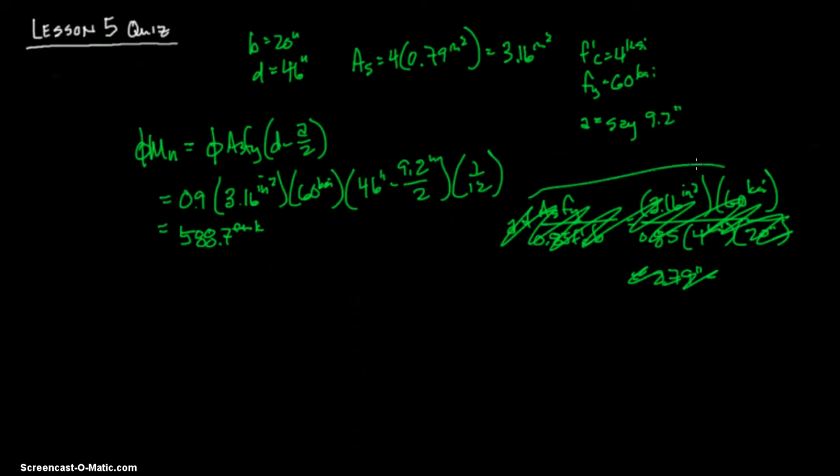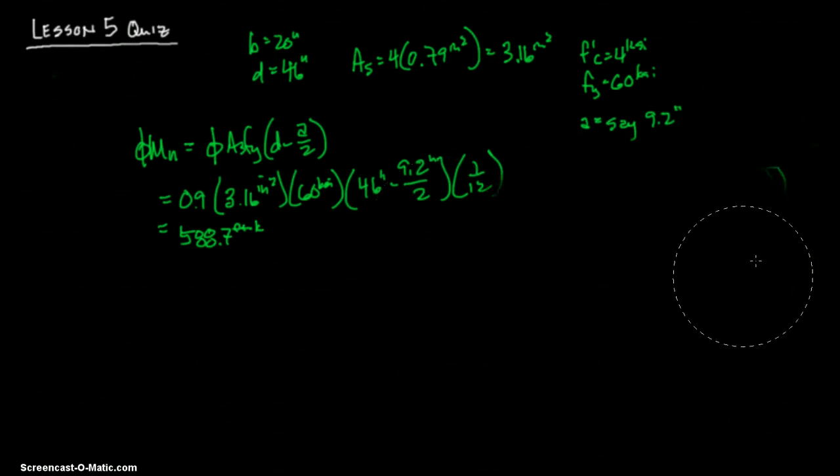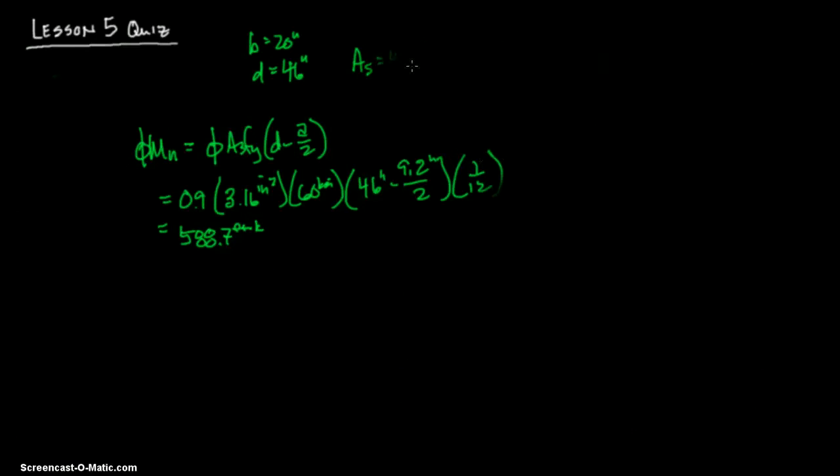And once again, I'm starting to get worried about why I messed that up. But anyways, they gave us what they gave us, and I'm not going to worry about it. So your answer is A. 588 foot kips is your capacity.